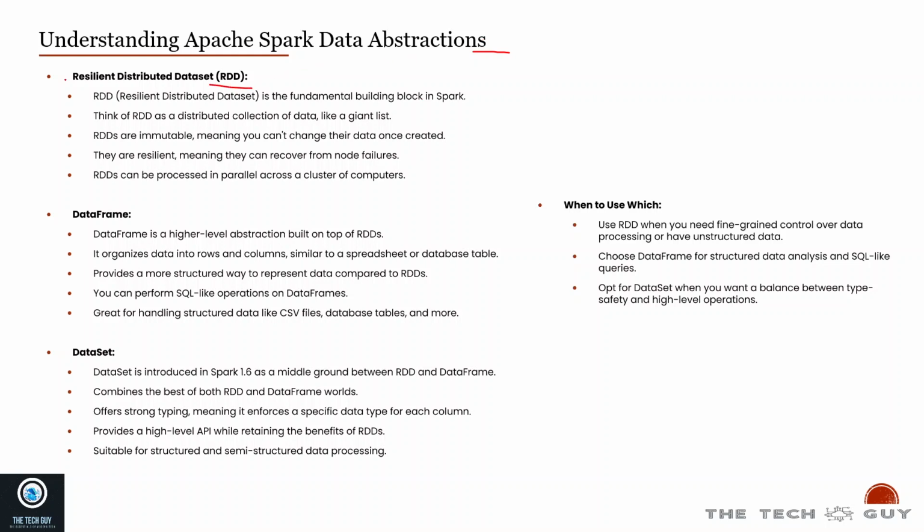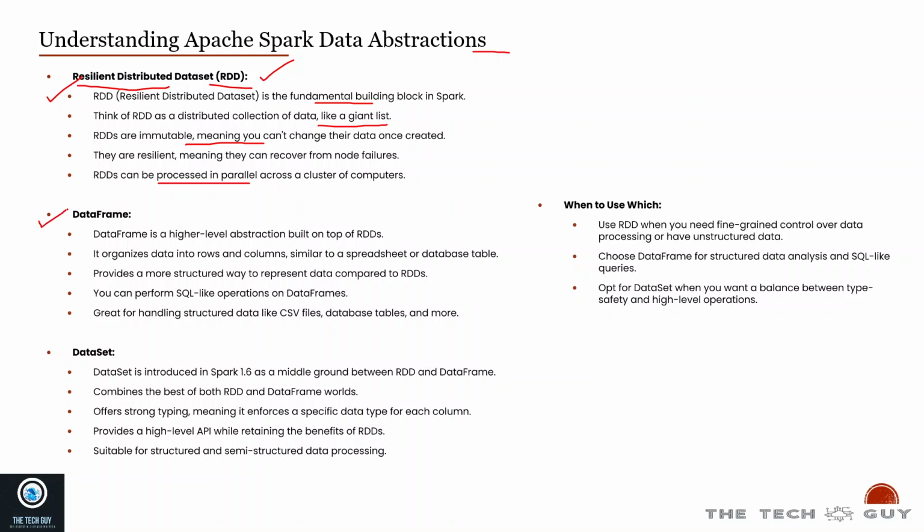Now, all this started with RDD, Resilient Distributed Dataset, which started when Spark was introduced. RDD is basically the fundamental building block in Spark. When you think of RDD, you can just think of a collection of data like a giant list. It's not really organized or structured data. It is just a distributed collection of data. RDDs are immutable, which means you cannot change data once it is created. RDD can be processed in parallel across the cluster of computers.